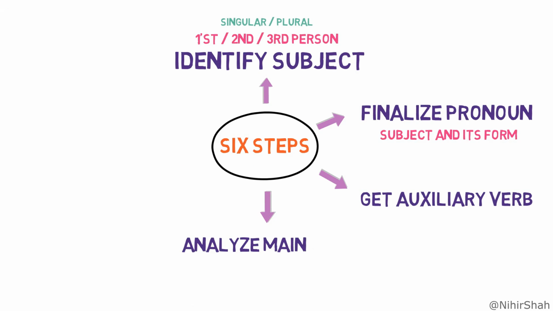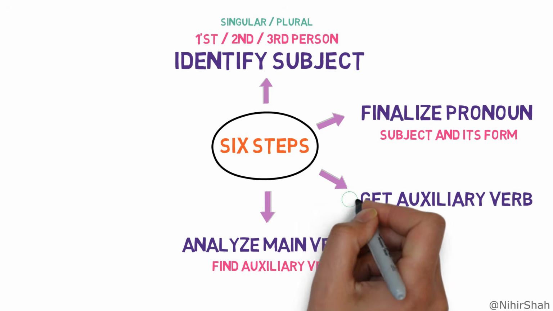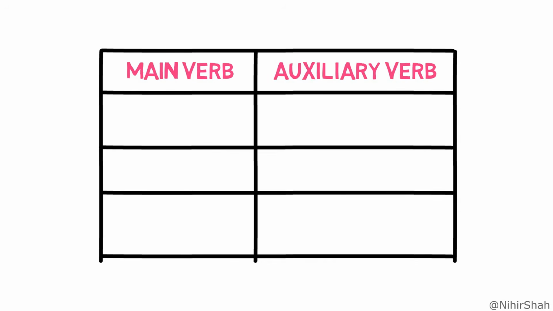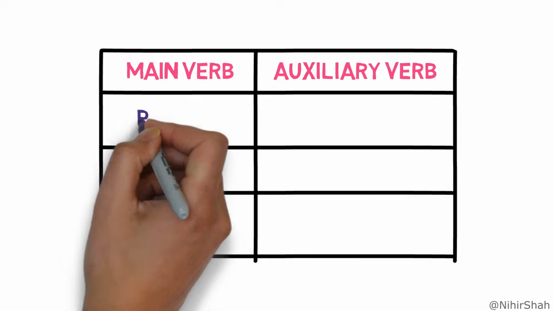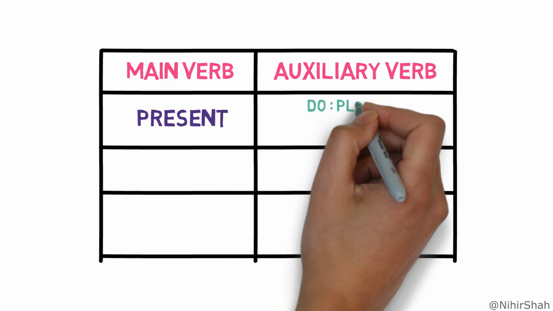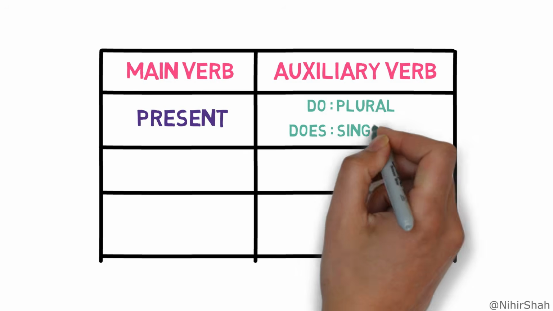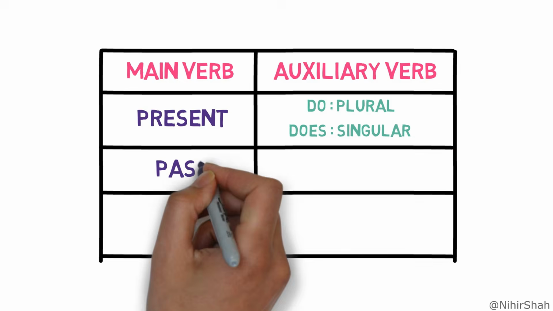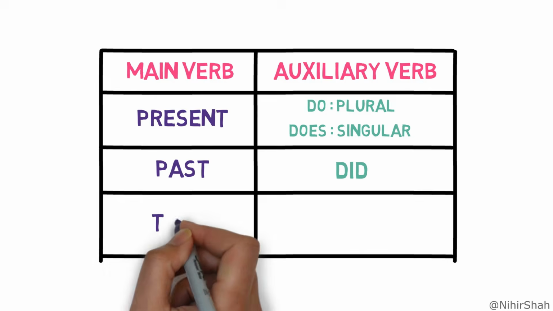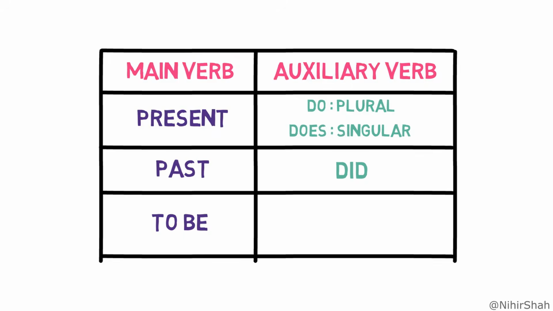Step 4, analyze. Here, you need to analyze the main verb and accordingly find the auxiliary verb. As mentioned in step 3, if you already got the auxiliary verb, then please skip this step. If you didn't get the auxiliary verb, then check the main verb. If the main verb is in present tense, the auxiliary verb will be do for the plural subject and does for the singular subject. If the main verb is in past tense, the auxiliary verb will be did. If the main verb is in form of be, the auxiliary verb will also be in form of be. So this is step 4.